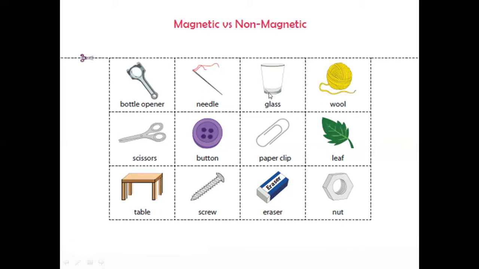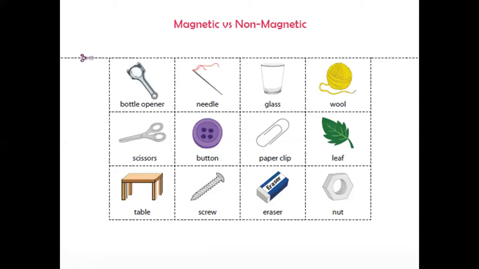So glass is a non-magnetic substance, and wool would never be attracted by magnets, so it is also a non-magnetic substance. A leaf is also a non-magnetic substance. An eraser is a non-magnetic substance, and we also know that the table is made of wood. It is never attracted by magnets, so that's why we call it a non-magnetic substance. But if we take the screw, it must be attracted by a magnet, that's why it's a magnetic substance.